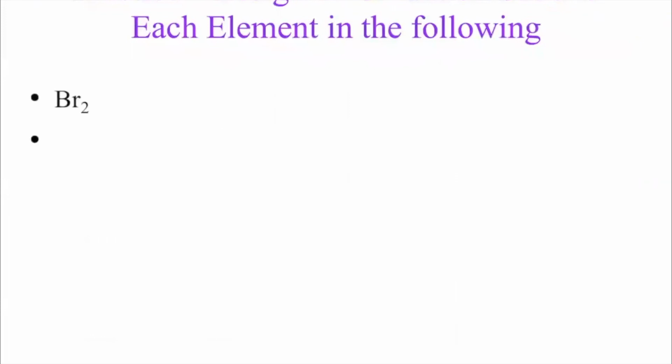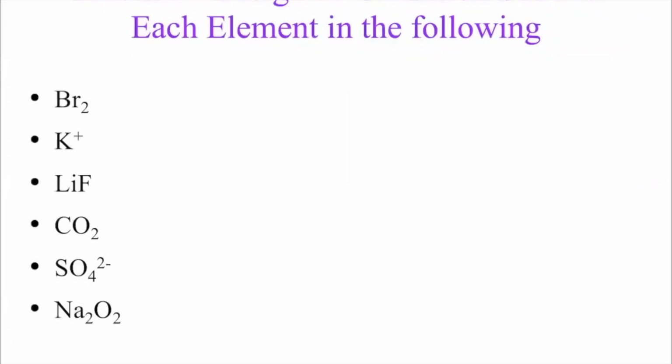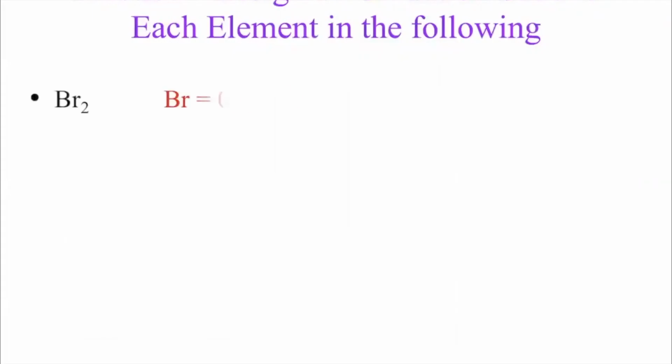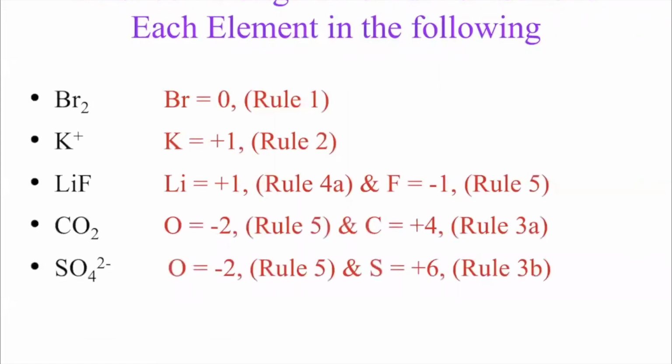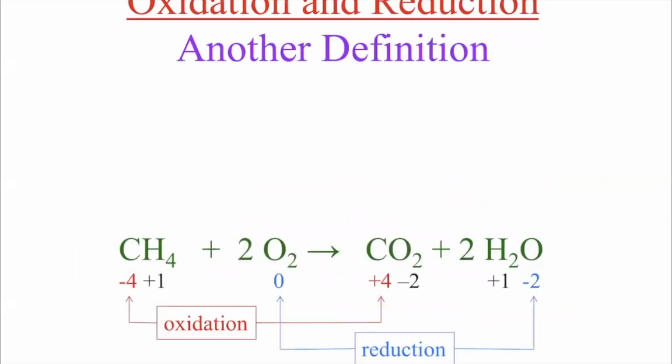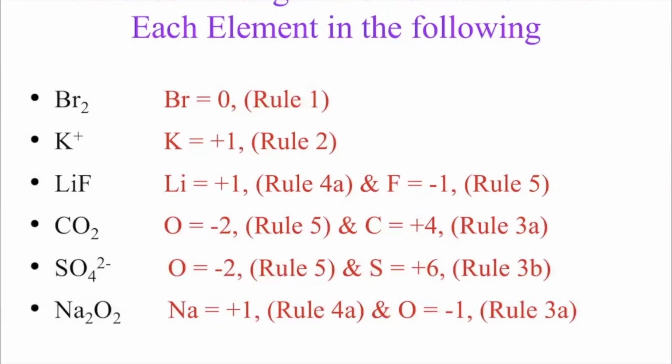Here's some practice of knowing how to determine their oxidation state. So for the first one, you should have got 0. For the second one, you should have +1. Lithium and fluorine, +1, -1. So if you try to do it by yourself, if you don't know how to do it, we can work on it together later on. And it gives you which rules they're going to be.